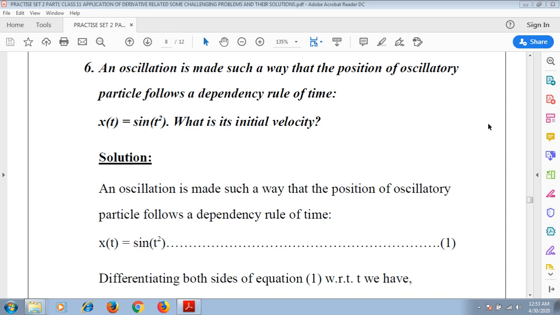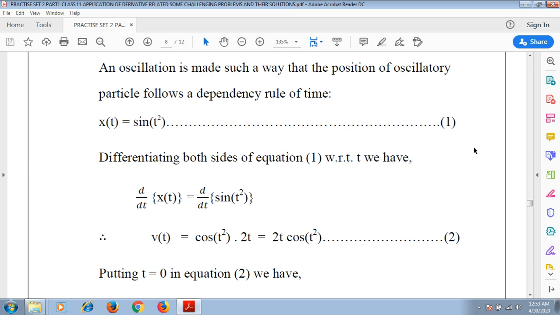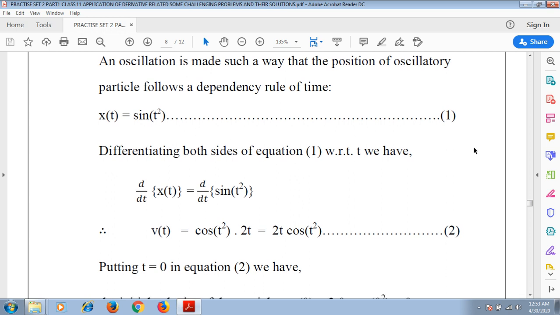Now differentiating both sides of equation 1 with respect to t, we have derivative of x(t) equals derivative of sin t square, that is v(t) equals cos t square into 2t, using the chain rule, that is, the outer function first and then the inner function. The outer function is the trigonometric function, that is the sine function, and the inner function is a pure algebraic function, that is t square. We take the product of them, and finally we have the derivative, that is v(t) equals 2t cos t square.